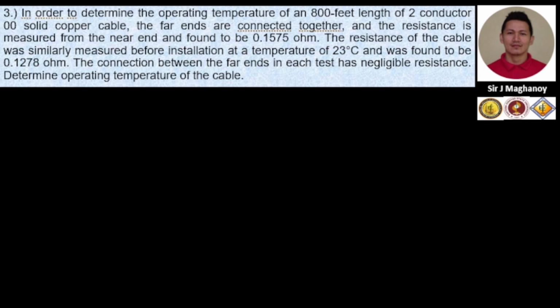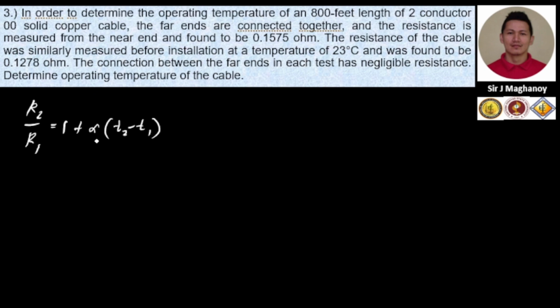Okay, so let's start with recalling the formula for two different resistances with respect to the temperature coefficient and the temperature of the materials. Our formula is R2 over R1 is equal to 1 plus the temperature coefficient times the change of temperature, which is your final temperature minus your initial temperature.